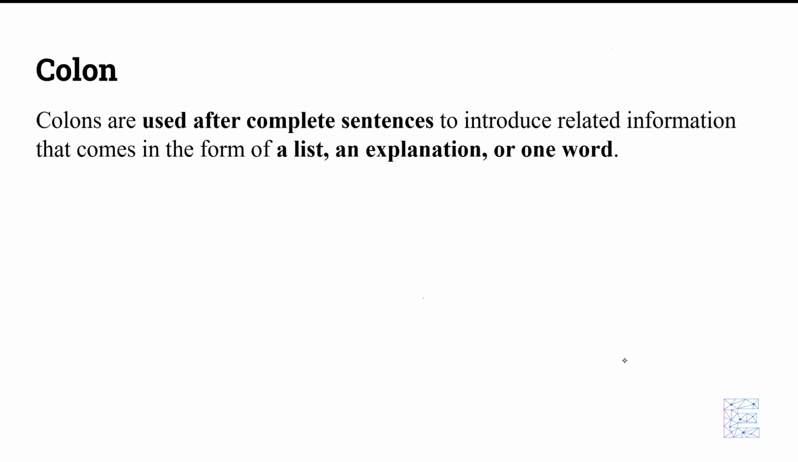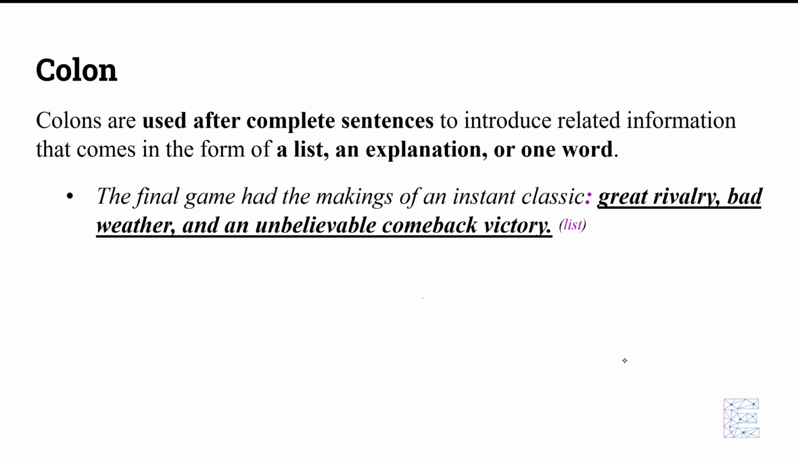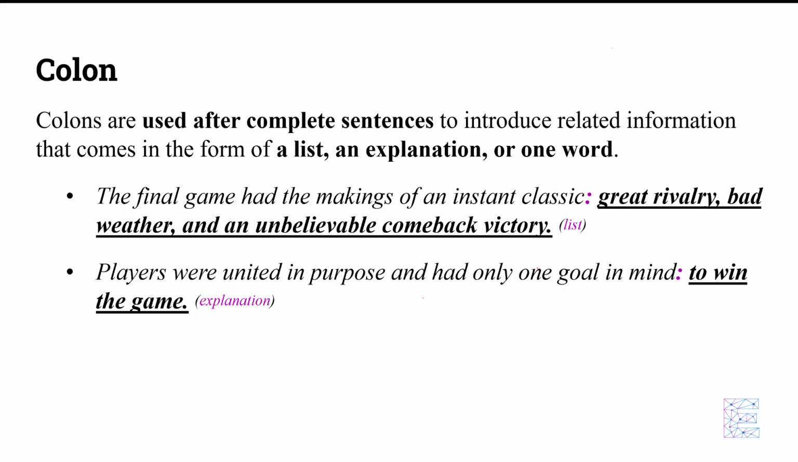So as an example, we have an example of a list. The final game had the makings of an instant classic: great rivalry, bad weather, and an unbelievable comeback victory. That's an example of a list. Now notice the first part of this is a complete sentence. It's an independent clause, The final game had the makings of an instant classic, and then after that we can put a list.